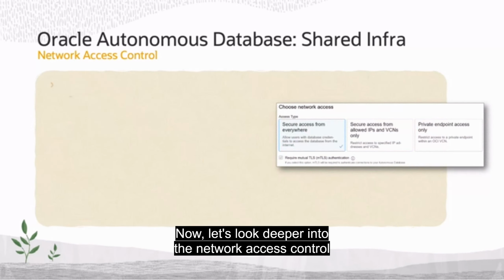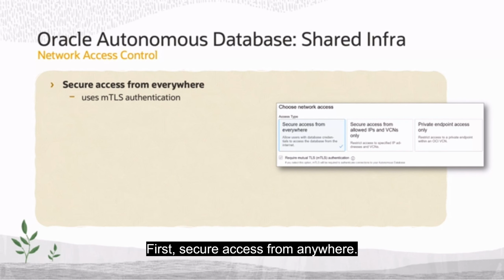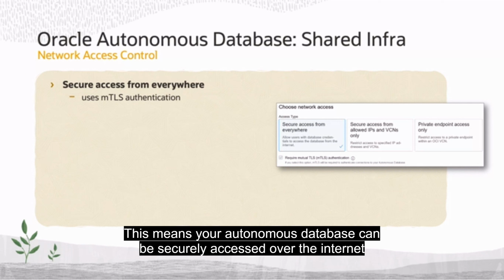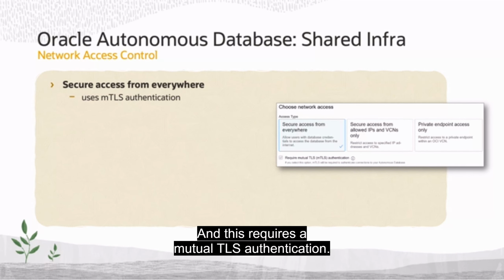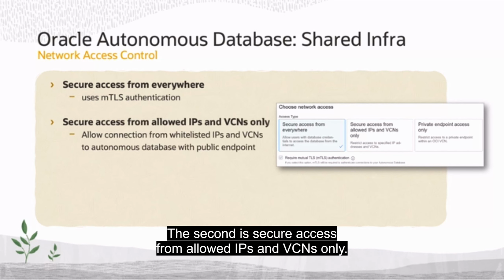Now let's look deeper into the network access control options available with autonomous database and shared infrastructure. First, secure access from anywhere. This means your autonomous database can be securely accessed over the internet by any client which has a secured credential file, and this requires a mutual TLS authentication. The second is secure access from allowed IPs and VCNs only.